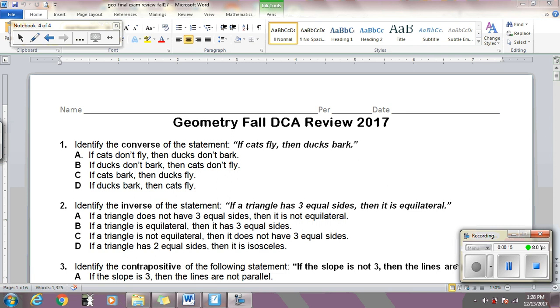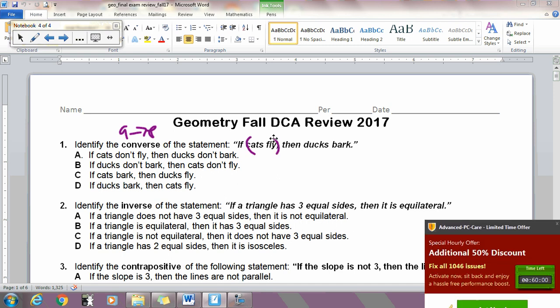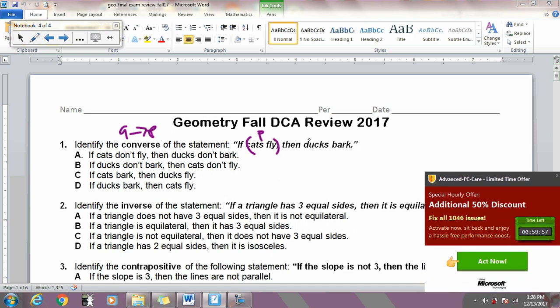Number 1, identify the converse of the statement, if cats fly, then ducks bark. If you remember from back in Unit 2, to write a converse, we must write Q, then P. P in this situation is cats fly. Q is ducks bark. So we need to switch them and leave if and then in place. So that means our answer for number 1 is D. If ducks bark, then cats fly.